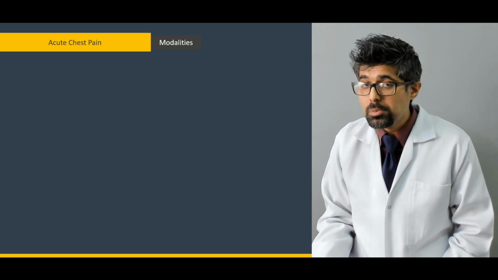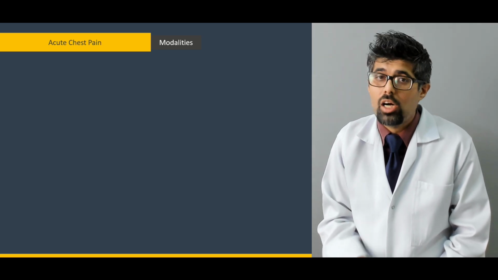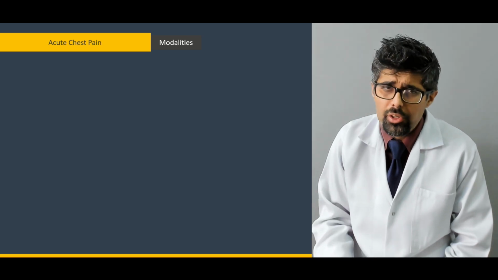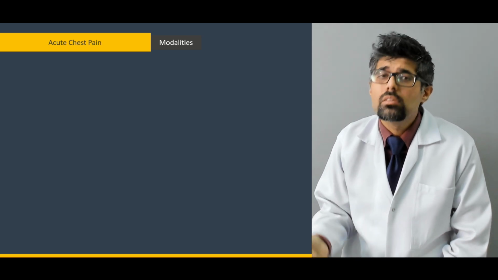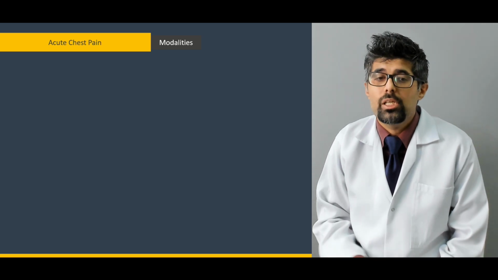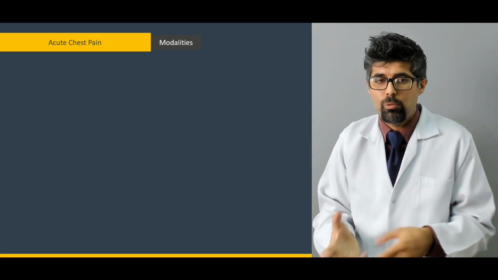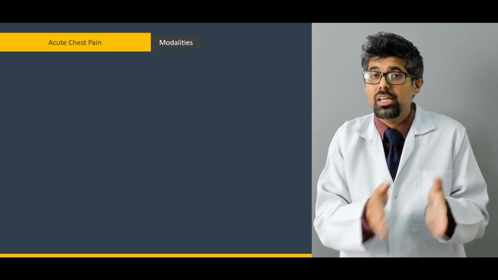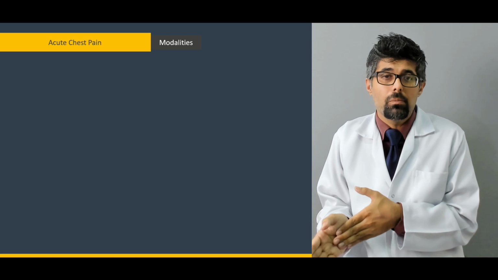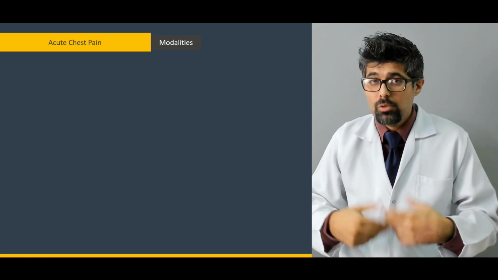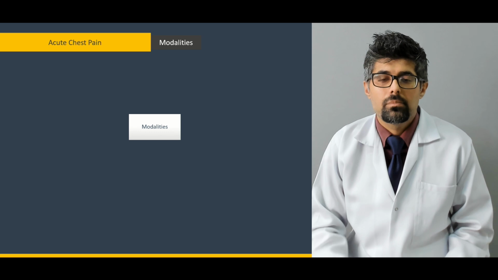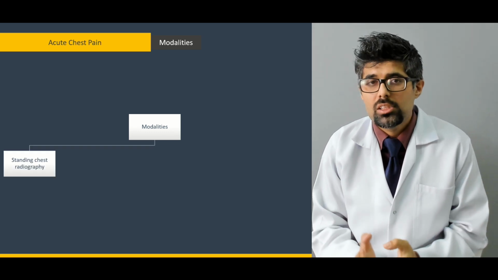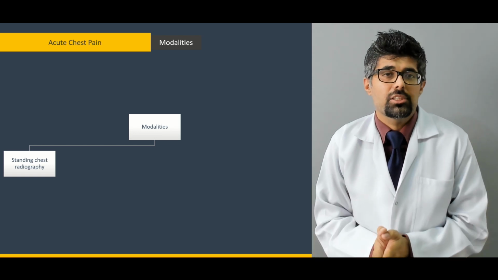So if there is no suspicion of any coronary event or cardiac activity, then this is termed as an acute chest pain. Now, for an acute chest pain, where the heart is not the problem, where an ischemic heart disease is not the problem, the modalities that we are going to use are a standing chest radiograph, a simple standing chest x-ray.